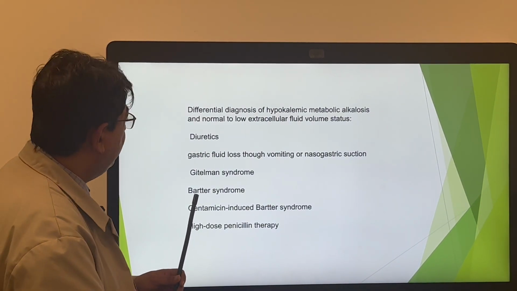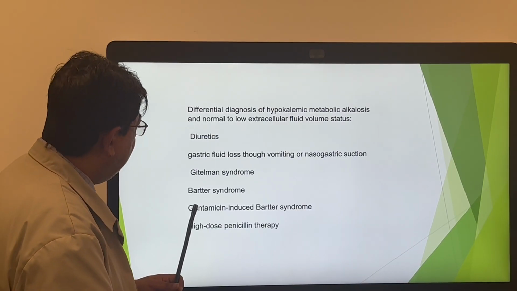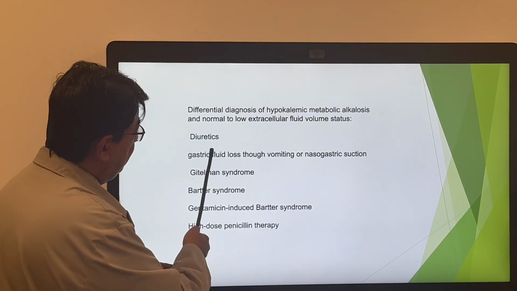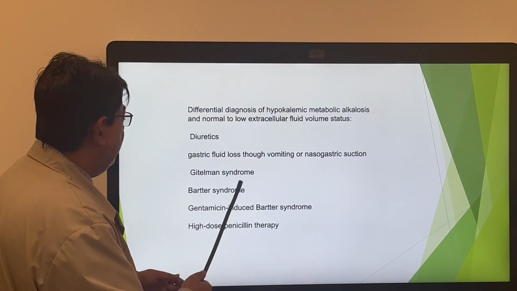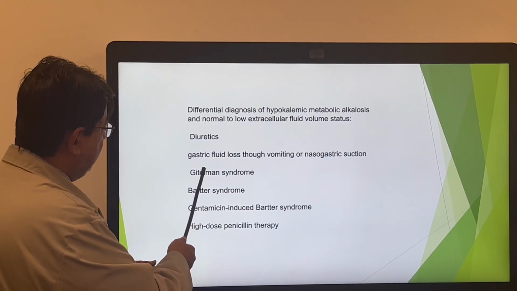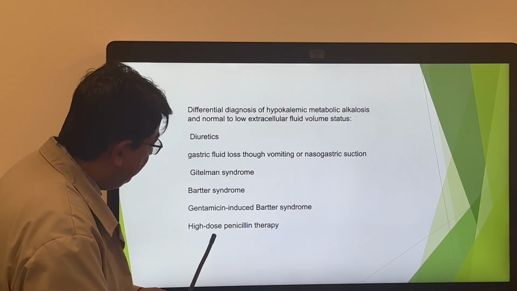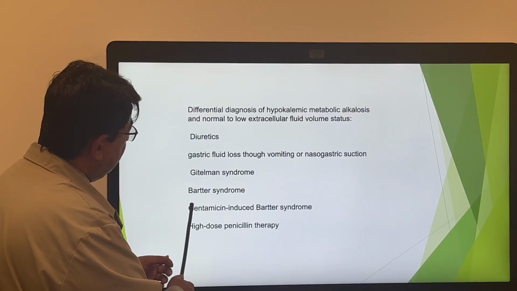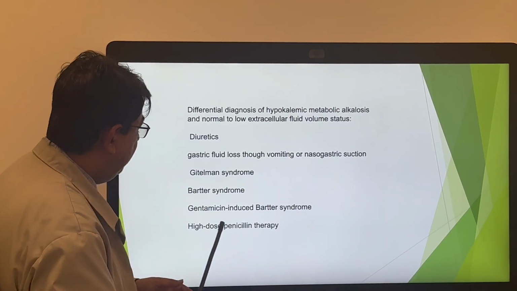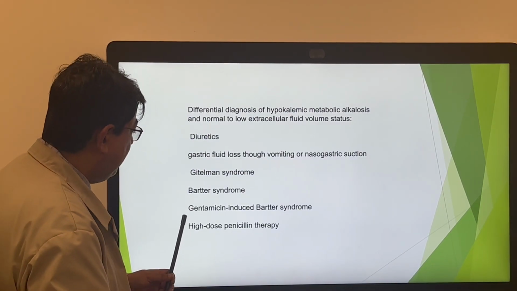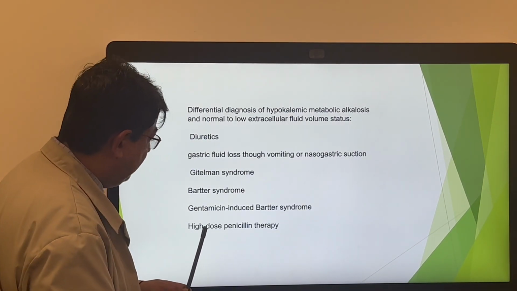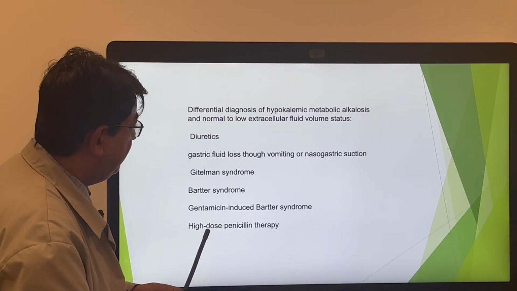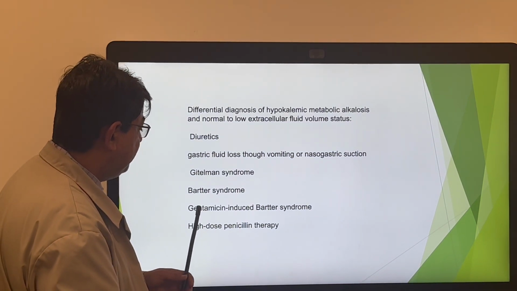Whenever you think about hypokalemic metabolic alkalosis and normal to low extracellular fluid volume status, you should think about diuretics, gastric fluid loss through vomiting or nasogastric suction, and Gitelman's and Bartter's. Gitelman's is thiazide, Bartter's is loop, so that's bloop. Gentamicin can cause acquired Bartter's, and cisplatin can cause Gitelman's. That's how I remember that. High-dose penicillin therapy can also cause hypokalemic metabolic alkalosis. Next slide.